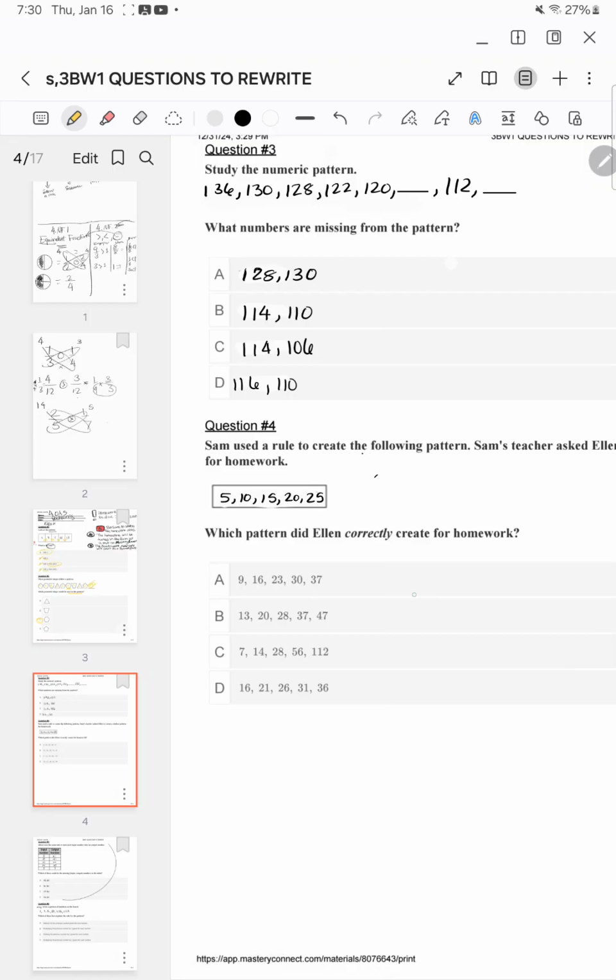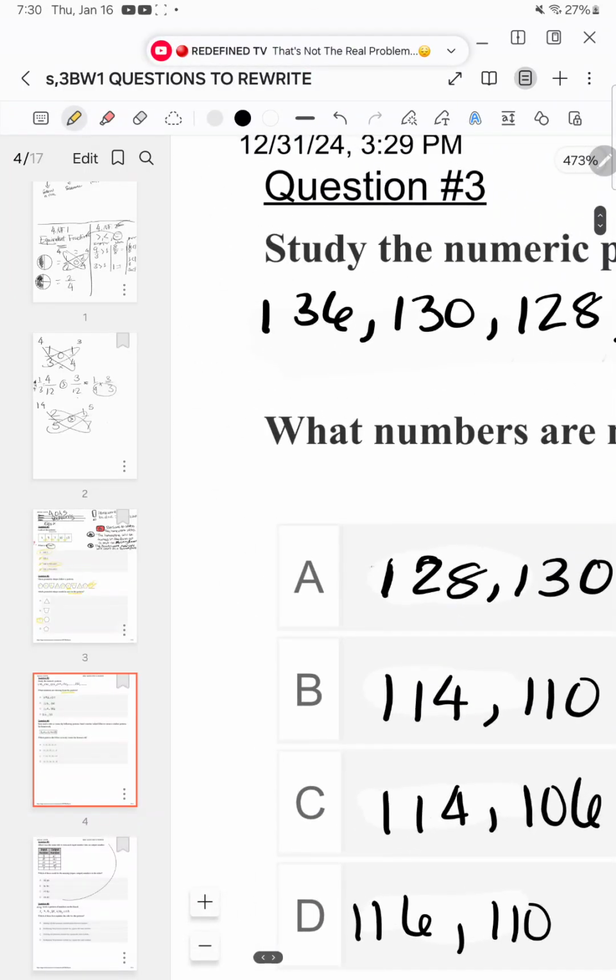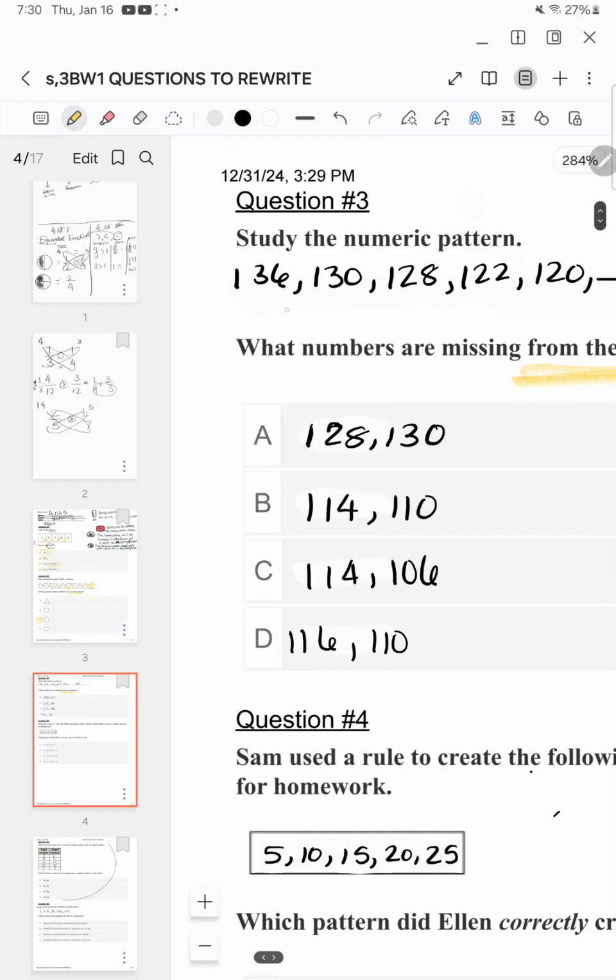So now let's look here. It says study what patterns are missing. So in order to get this right, I'm going to have to pick up on a rule. And that will predict. So if I can find the rule, I can find out what's missing. So we look closely here. I see 136, and it just goes smaller and smaller to 130, 128. So apparently I am subtracting, right? And so now I see what caused 136 to drop to 130. And I can see you subtract 6.